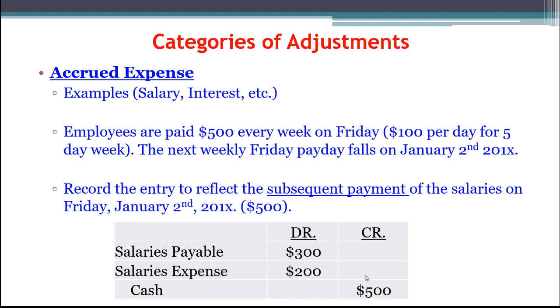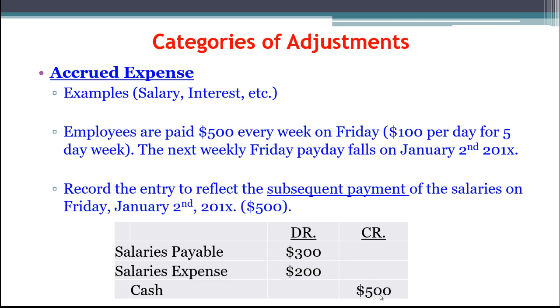Now this one adds a little bit of complexity to it. Now we're on January 2nd. We're going to actually make the payment. So I guess first of all, if we jump to the credit, there's going to be cash. This is not an adjusting entry. We're crediting cash for $500 because that's what we have to pay them.